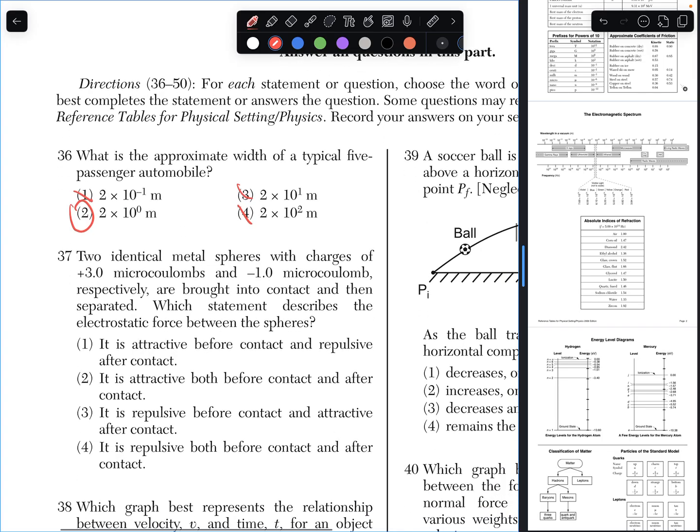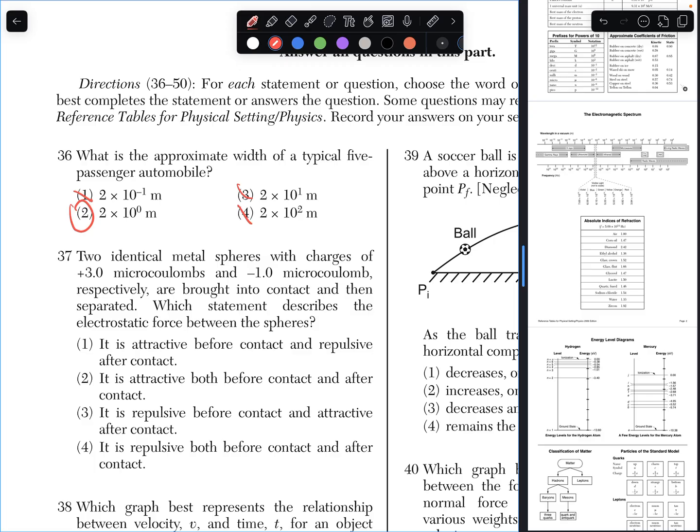Okay. 2 identical metal spheres with charges of positive 3 microcoulombs and negative 1 microcoulomb respectively are brought into contact and then separated. Which statement describes the electrostatic force between the spheres? The electrostatic force is going to be attractive if they have opposite signs, and repulsive if they have the same sign.